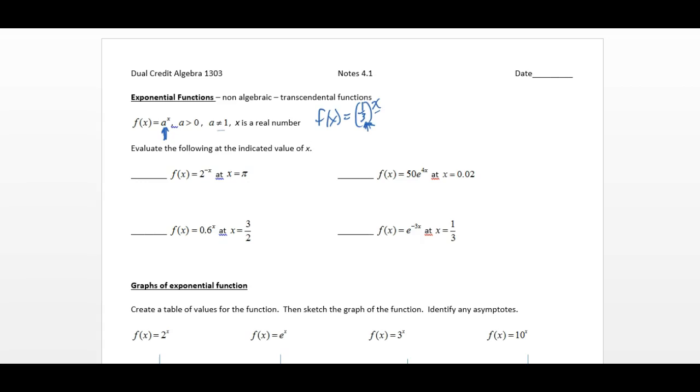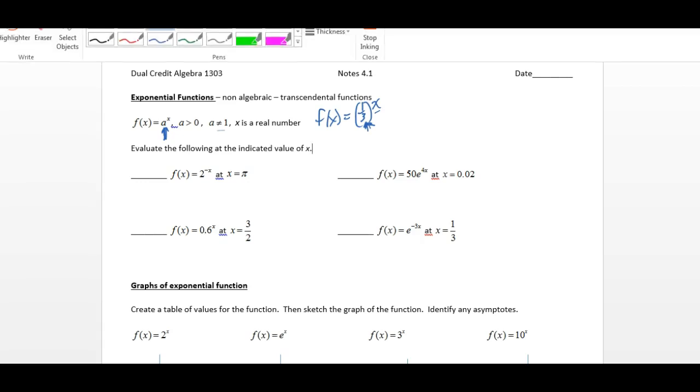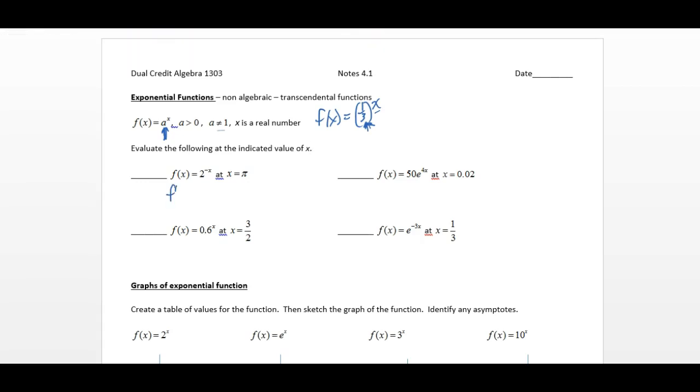The first type of problem you'll see will say evaluate the following at the indicated value of x. So f of x equals 2 to the negative x power. If I rewrite this, f of x equals 2 to the negative pi power, and I put that in the calculator, and I simply get 0.113. You're going to round to 3 decimals, not a big deal.